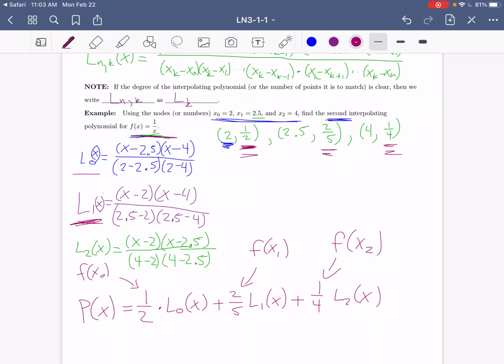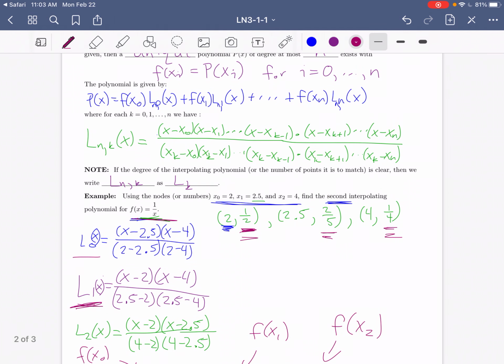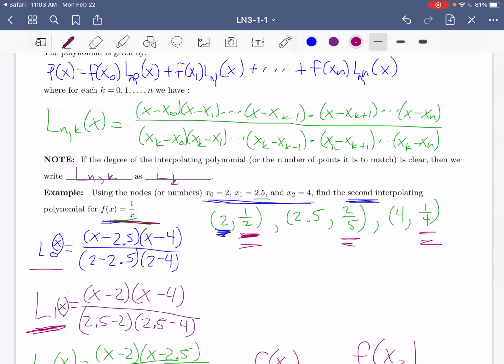Next time, we're going to look at a quick argument about why this procedure, constructing our Lagrange polynomial in such a way, will guarantee that we're going to agree at each of the points. All right, we will see you there.